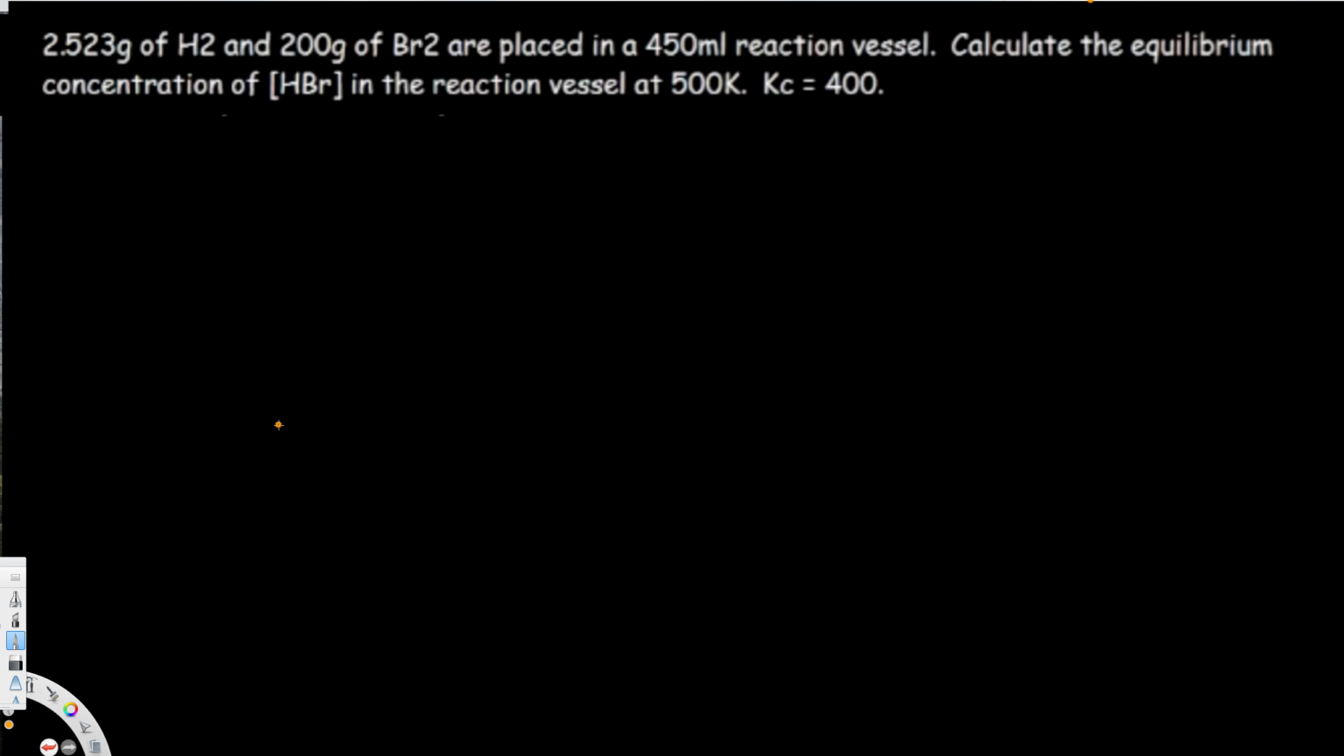First of all, we have to create a balanced equation. The equation related to this is H2 gas plus Br2 gas gives us HBr, right? Now we have to balance this equation. We have 2 hydrogen, 2 bromine, so we have to put 2 right here. This is also gas.